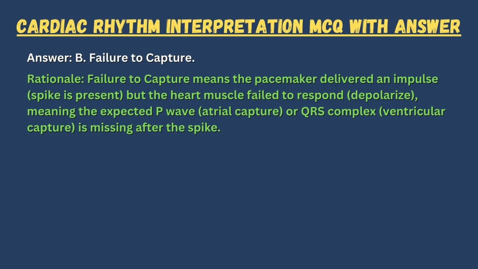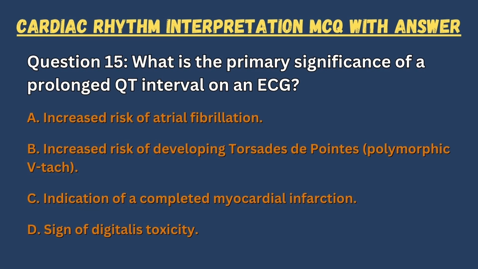Failure to capture. Rationale: failure to capture means the pacemaker delivered an impulse, the spike is present, but the heart muscle failed to respond, or depolarize, meaning the expected P wave, atrial capture, or QRS complex, ventricular capture, is missing after the spike. Question 15. What is the primary significance of a prolonged QT interval on an ECG?